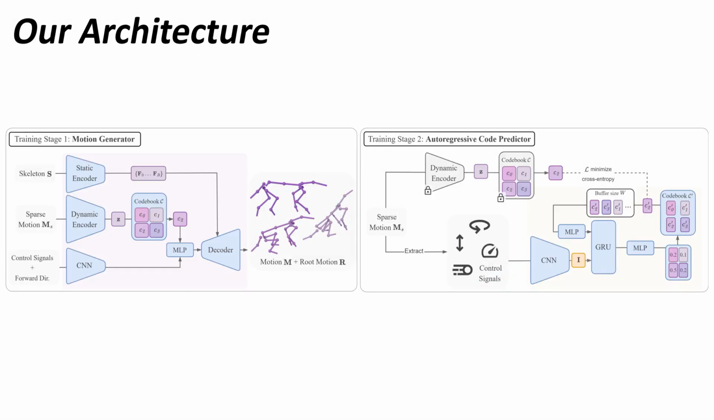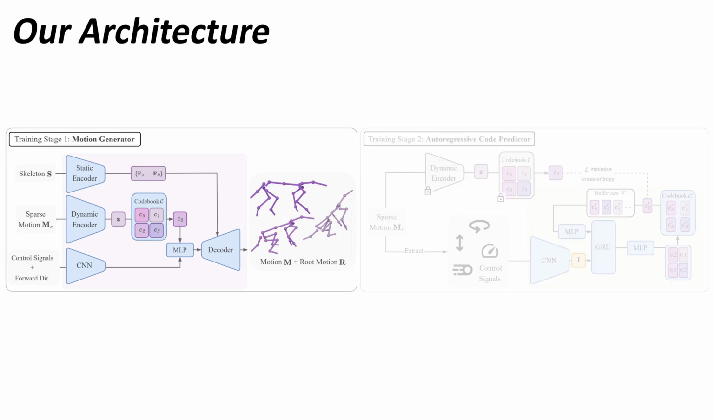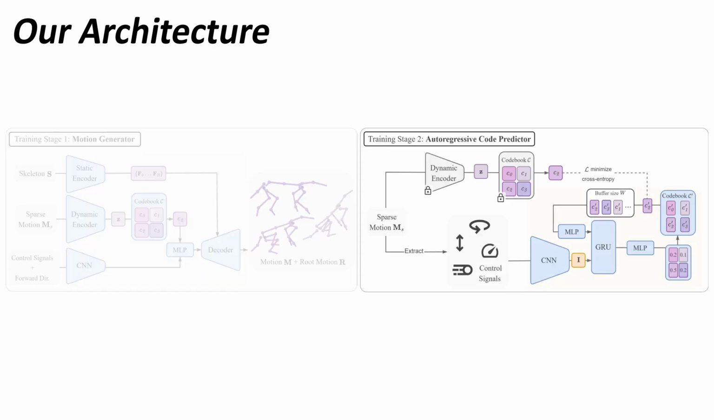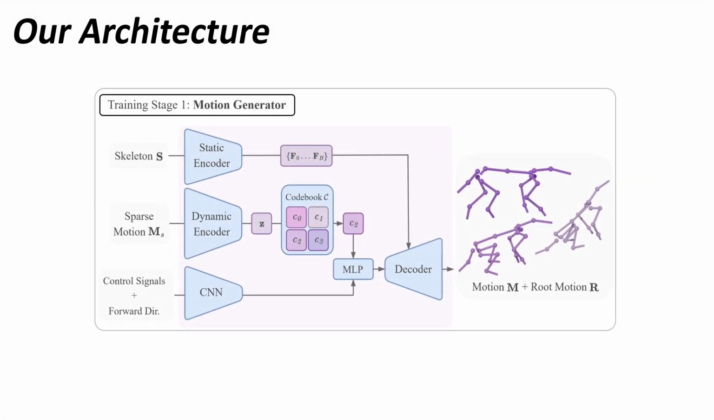Our framework consists of two training stages. First, the motion generator learns a morphology-specific codebook of valid motions using a VQVAE. Then, with this generator frozen, an autoregressive code predictor learns to generate sequences of codebook entries from morphology-agnostic control signals. The motion generator receives the target skeleton together with sparse motion observations. The encoder compresses the motion into a discrete latent representation, where each latent vector is quantized to the nearest entry of a learned codebook, representing valid motion primitives.